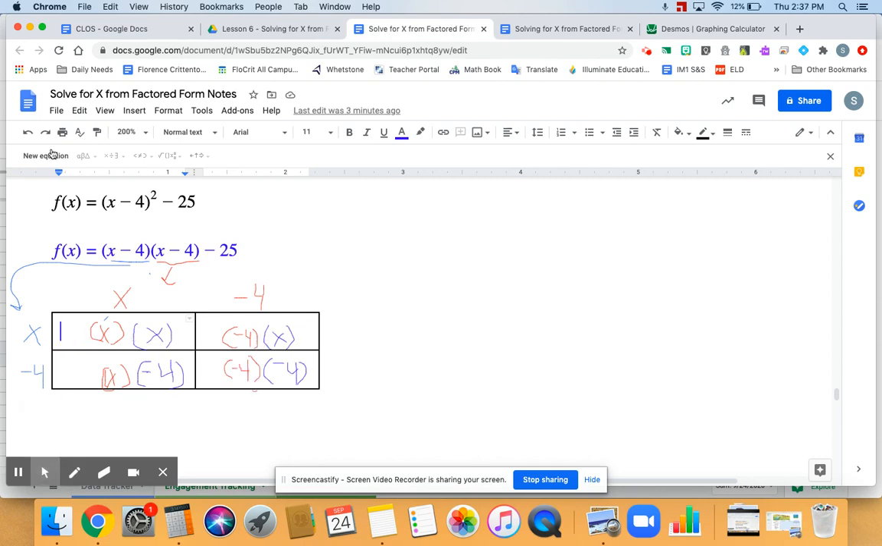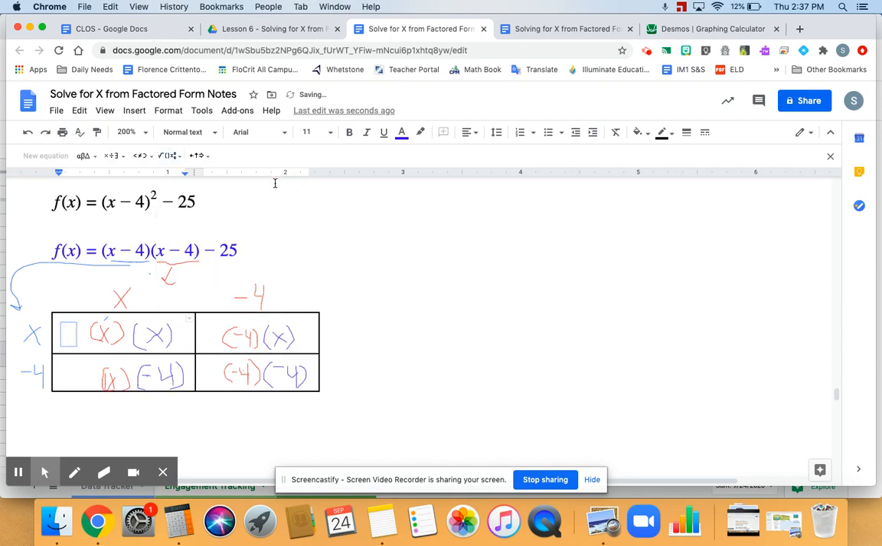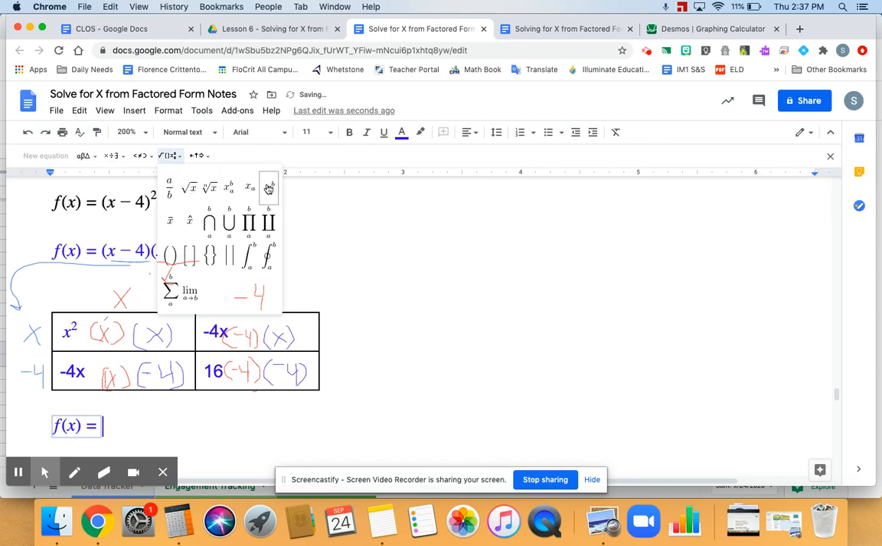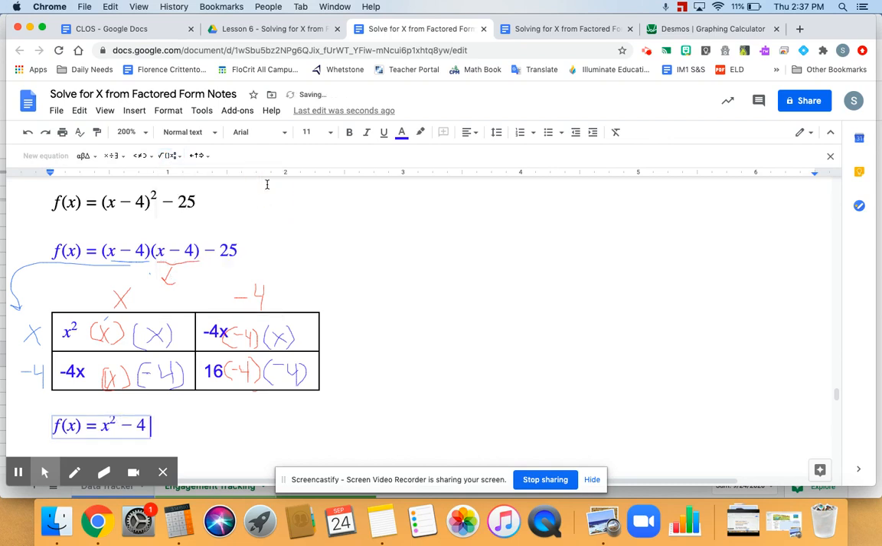So when I multiply them out, the x times the x becomes an x squared. -4 times the x is just -4x. Again, x times -4 is just -4x. And finally, the -4 times the -4 becomes a positive 16. So then, after multiplying it out, my answer becomes everything in the middle. So I have the x squared, a -4x, another -4x, and then a positive 16. But that was just these two parentheses. I can't forget I also had this -25 at the end.